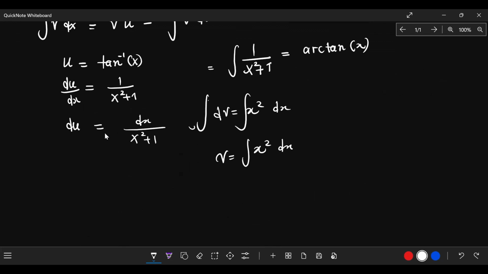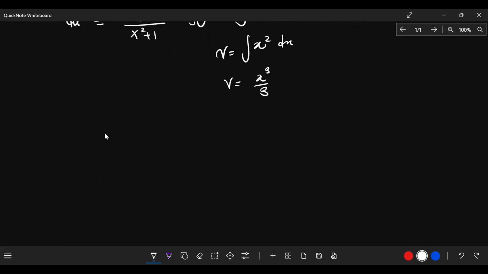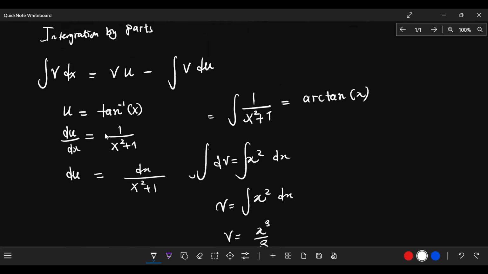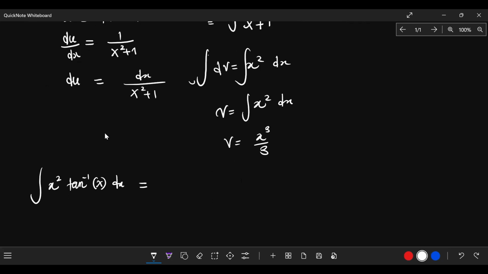And what's the integral of x squared dx? Okay, I'm sure this is very straightforward for everyone. So this is just x cubed over 3. Okay, don't put c this time around, please. You put c at the final result. Okay, now let's substitute into our integration by parts formula. So we're integrating x squared tan inverse of x dx, and this is equal to, we follow the order now, v times u or u times v, whichever order, doesn't matter. So v times u, this is x cubed over 3.